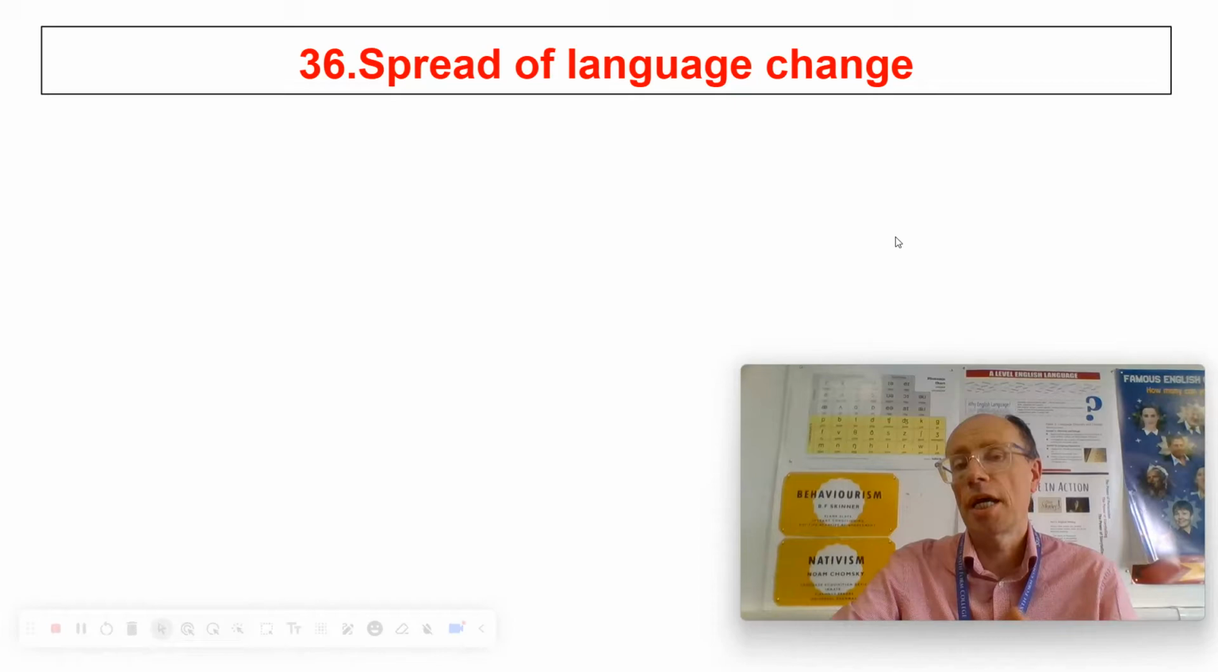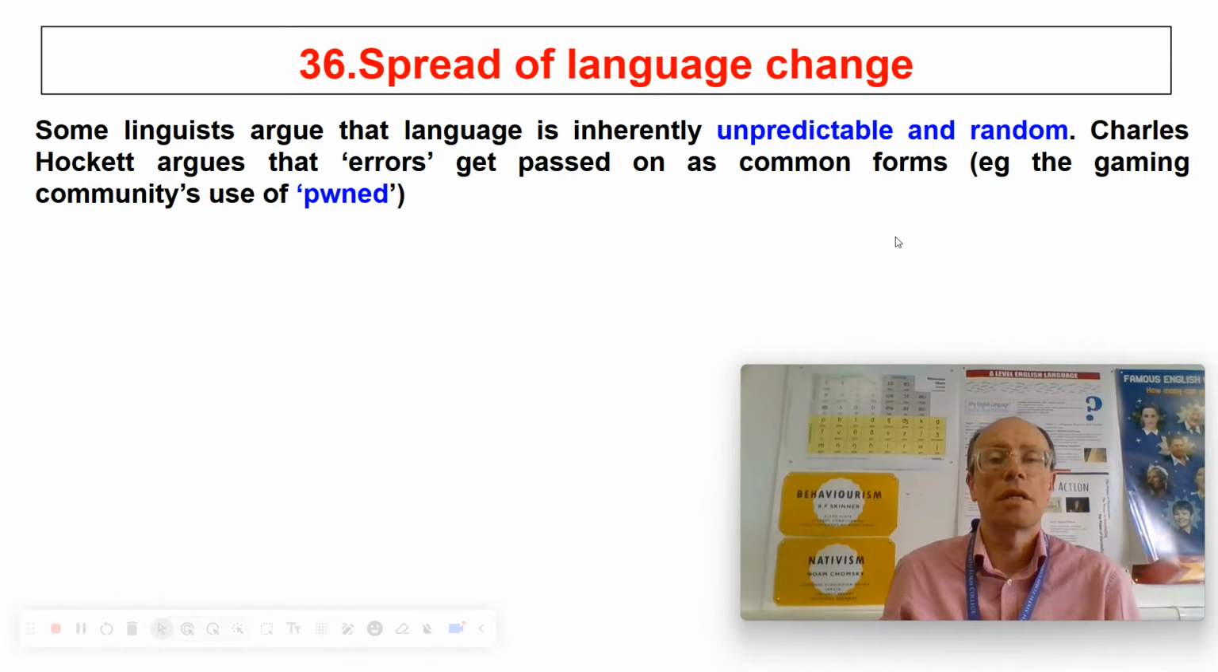Spread of language change. This is number 36. Now, some linguists argue that actually language is just inherently mad. It's unpredictable, it's random. You can't predict how language is going to change. Charles Hockett is an advocate of this viewpoint. He basically argues that people make errors, the errors get passed down, and they become common forms. And he gives an example, the gaming community's use of the verb PWNED, if people do actually still use that as a form.